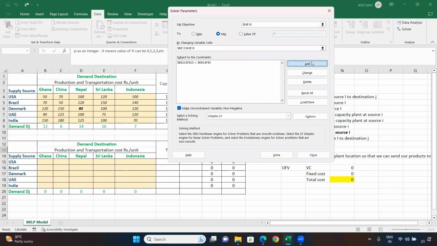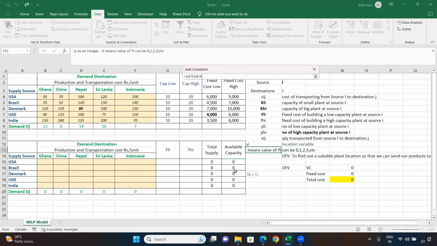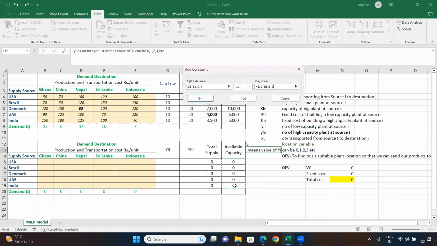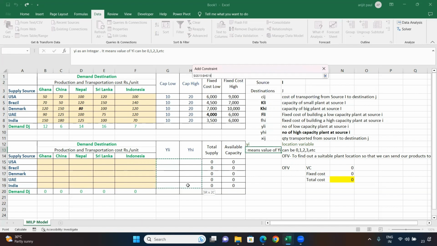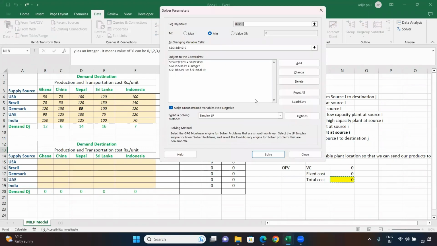Now the second constraint is related to supply. So total supply needs to be less than or equal to available capacity, because we cannot go above the capacity of the plant. And the third one we have mentioned: the quantity of YLI and YHI, that is the integer variable. So we have added three constraints based on the requirement.